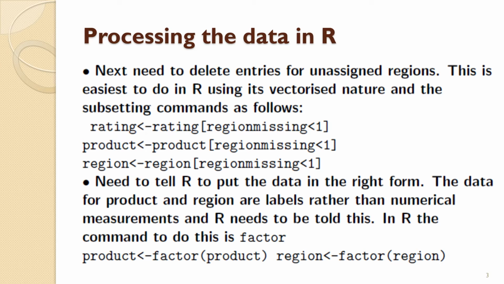Then you need to tell R to put the data in the right form. The data for product and region are labels rather than numerical measurements, and R needs to be told this. In R, the command to do this is factor. So product <- factor(product), and the line below that should say region <- factor(region). All you're doing when you use this command factor is telling R that these variables are labels rather than strict measurements.